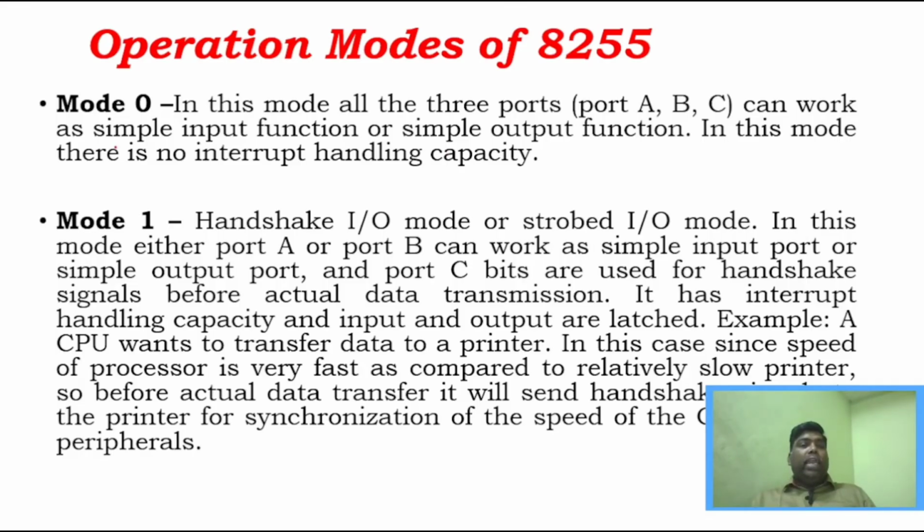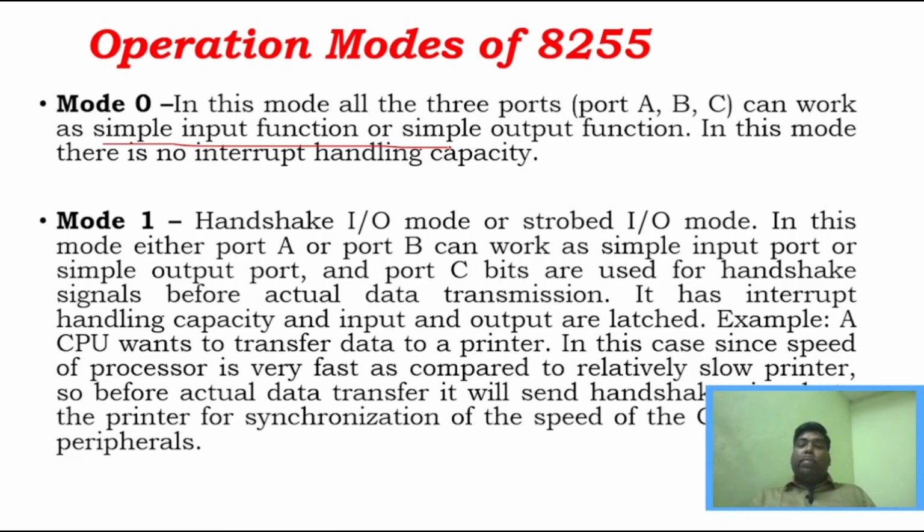Mode 0 is the simple input output mode, where it acts just as an input output port. There is no interrupt handling capability. And mode 1 we can call the handshake IO mode, where we do data transfer. Interfacing is done here. And as I said, we don't have an internal clock, so we will have control signals to do a handshaking process. That is why it is called handshake mode.